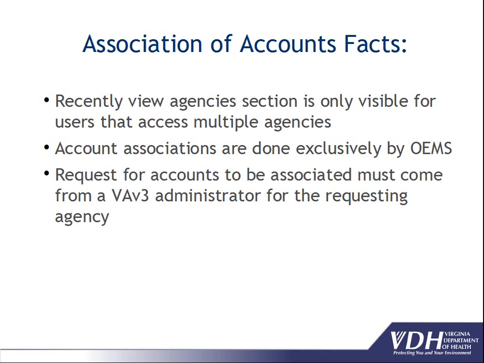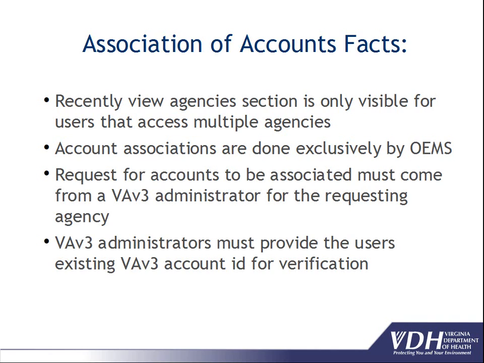The association request must come from a VAv3 administrator of the requesting agency. Just have the VAv3 administrator contact the Office of EMS and request that your account be associated with their agency. They will need to provide the Office of EMS with your existing VAv3 account ID for verification purposes.